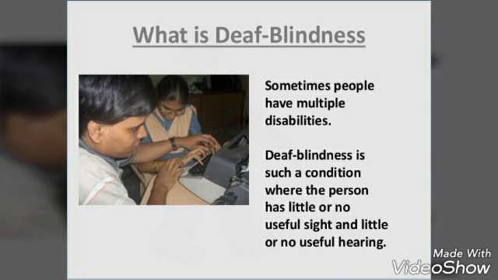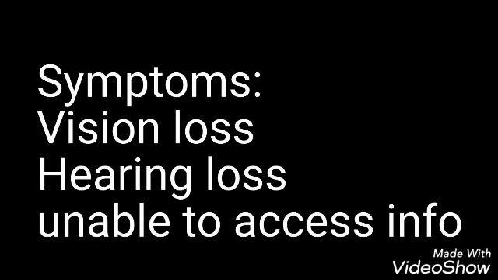This is a combination of sight and hearing loss that affects the person's ability to communicate and access information. The two impairments together increase the effects of each other, and symptoms include vision loss and hearing loss.